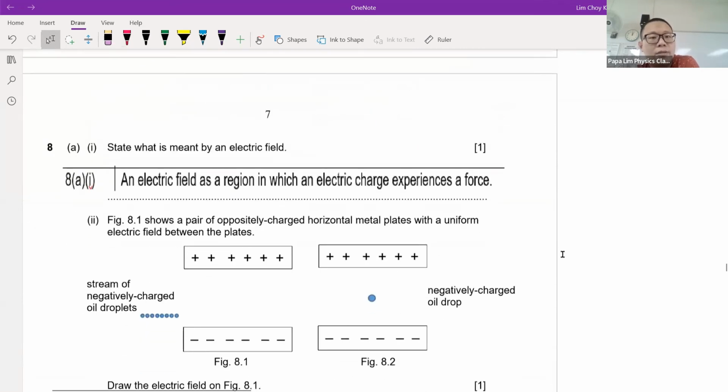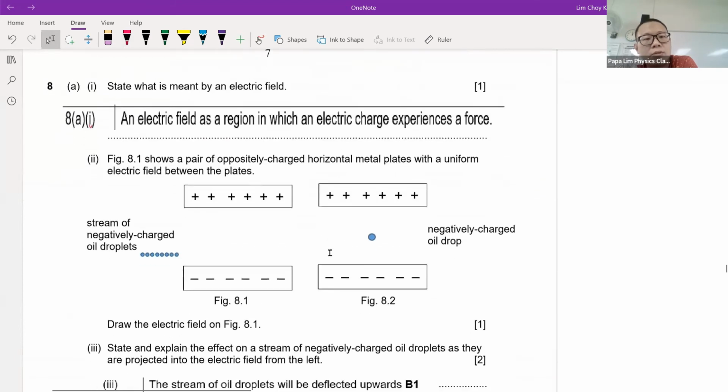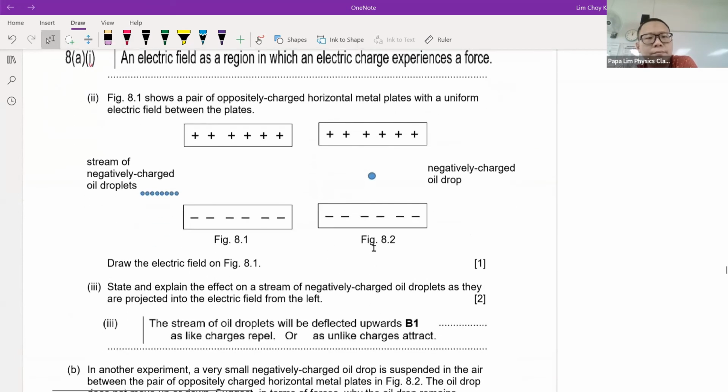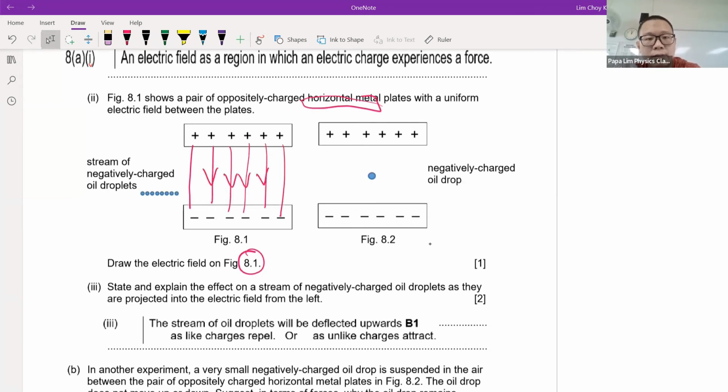Electric field, question 8. Electric field is a definition, so I will not do too much. 8.1 talks about positive pair charge or opposite charge. So draw the electric field of 8.1. For 8.1 it is just an opposite pair, which is the electric field for a horizontal plate. If you look at the electric field, it is always from plus to minus, so it will be a straight line. The direction will be plus to minus. So this is where the electric field is.